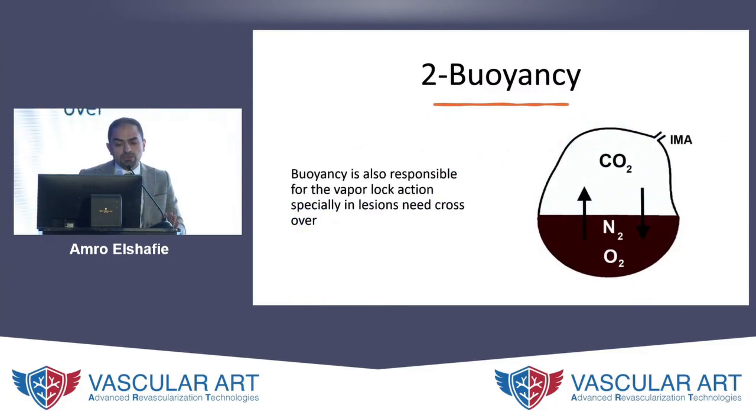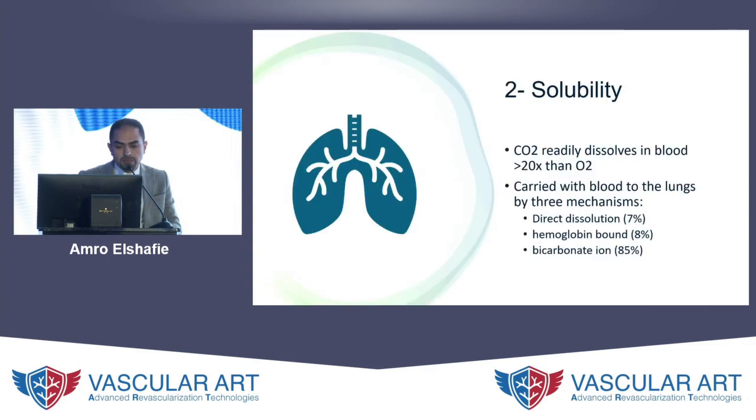The buoyancy is also responsible for the vapor lock action that occurs when we inject inside the aorta when it's dilated, or during the crossover. It may lead to locking the inferior mesenteric artery. So we must be careful during injections in these areas.